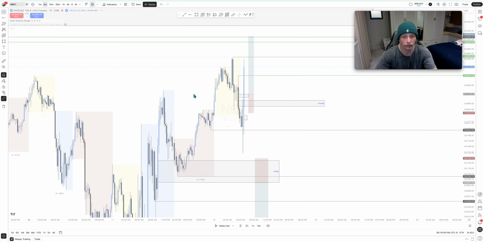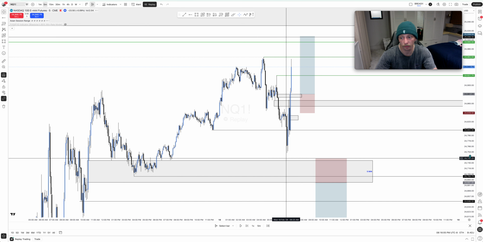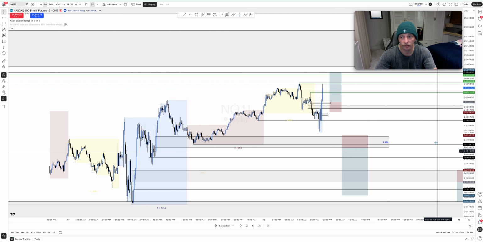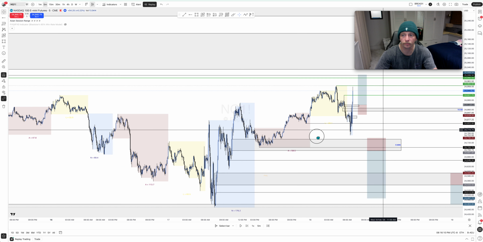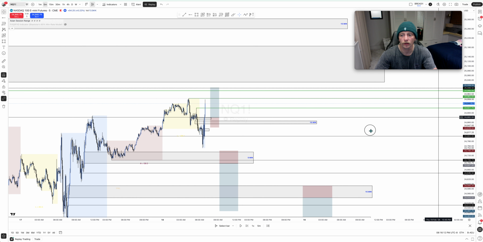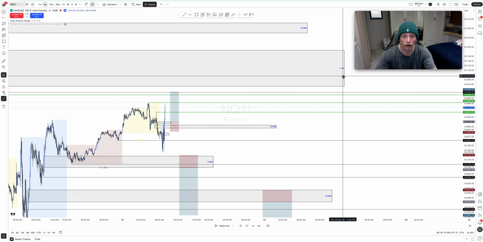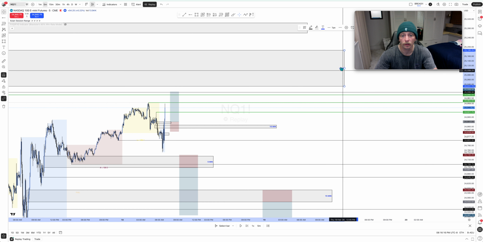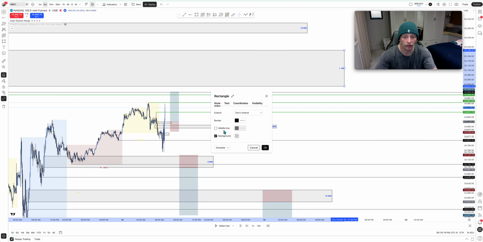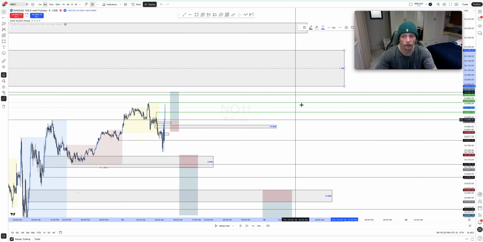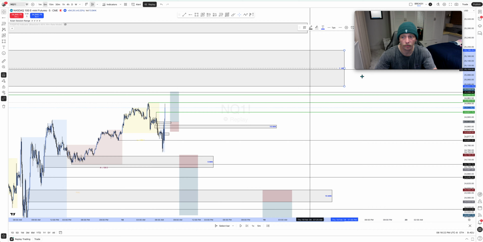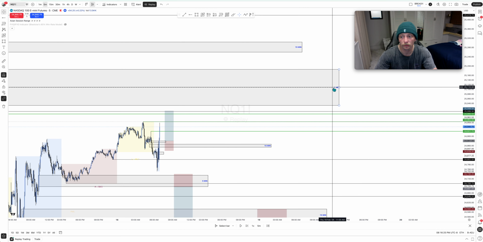But if we continue to go up, I have this gap marked out right here. It is a 1 hour gap. And so let's just put the middle line on it. All right, cool. It's right at 25,110.